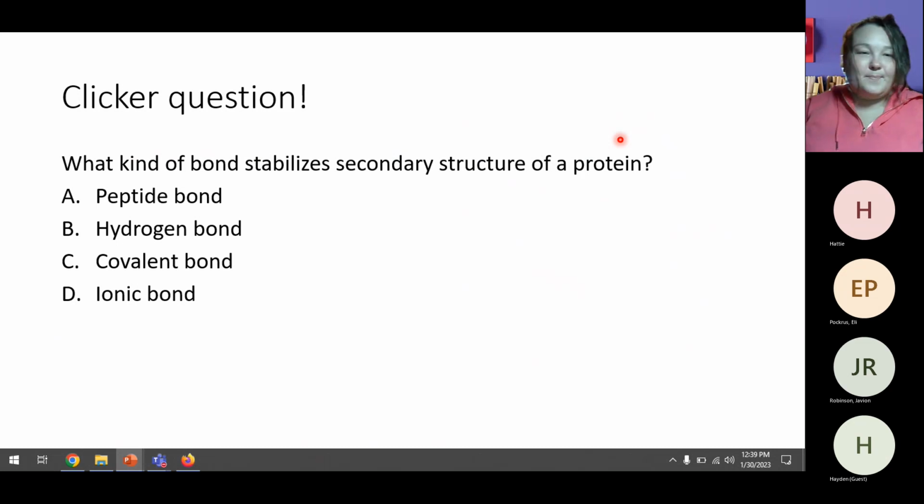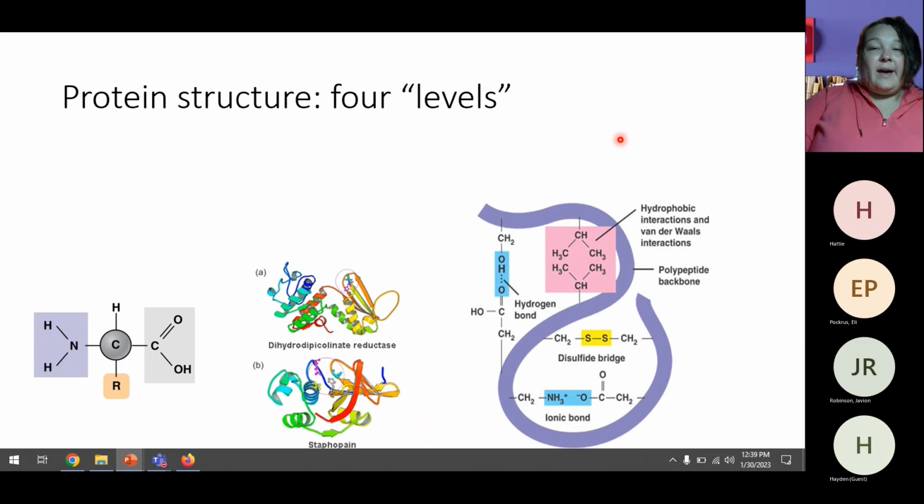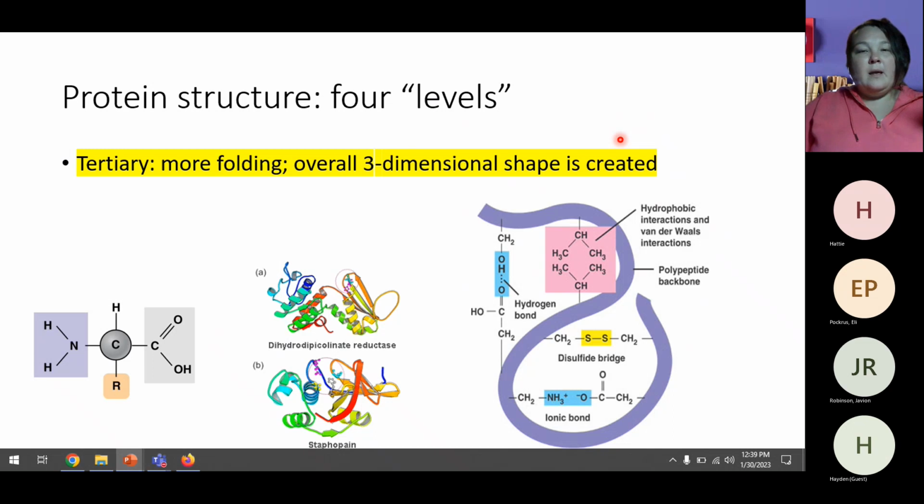Excellent. 100% chose B, which is the correct answer, a hydrogen bond. So that is, okay, wait, I denatured this. We got primary, we've got secondary structure. And now we come to the next level, which is tertiary structure. This is where the sheets and the helixes fold over on each other to make a three-dimensional shape. Now it's a functional protein at the tertiary level.